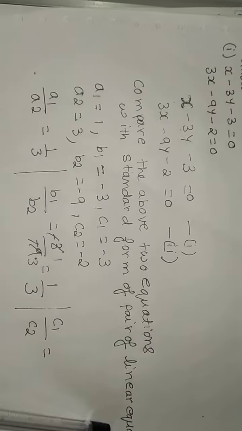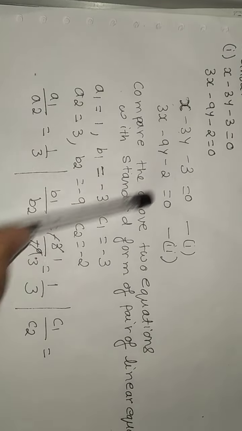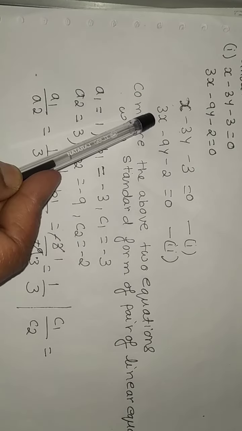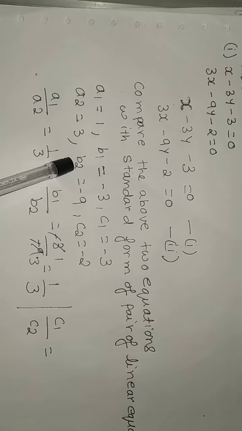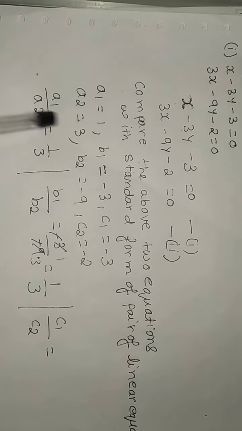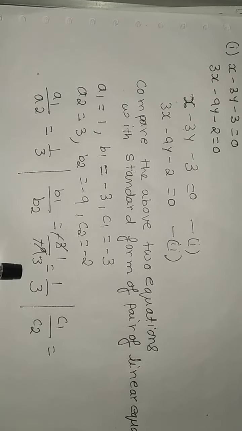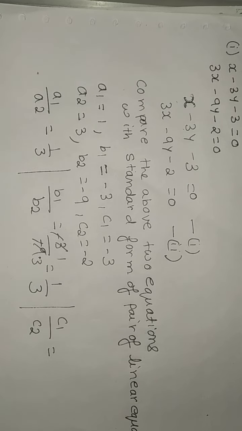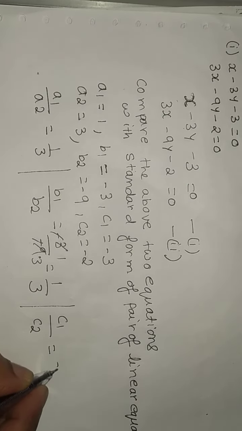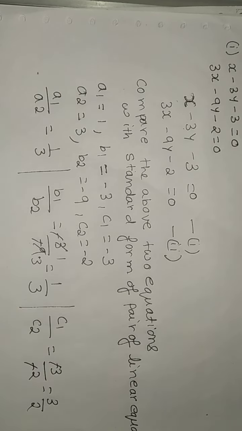Now the next step is to compare the two equations with the standard form of the linear equation. For equation 1, we write a1 is 1, b1 is minus 3, c1 is minus 3. In the second equation, a2 is 3, b2 is minus 9, c2 is minus 2. Now we have to write a1 by a2, which is 1 by 3. b1 by b2 is minus 3 by minus 9, cancel, we get 1 by 3. Now c1 by c2 is minus 3 by minus 2, cancels, we get 3 by 2.